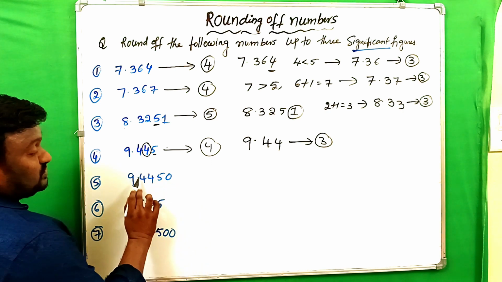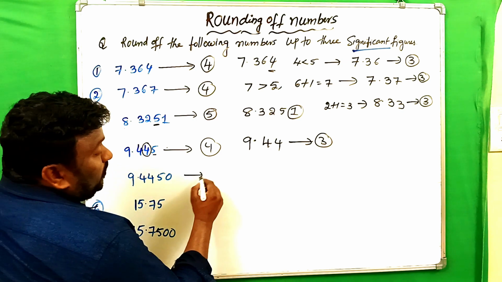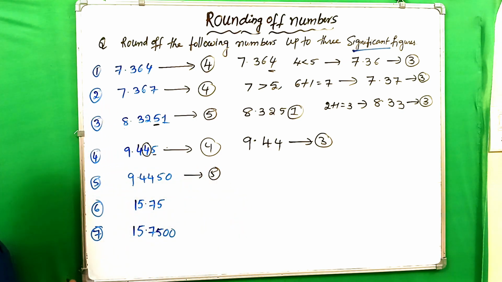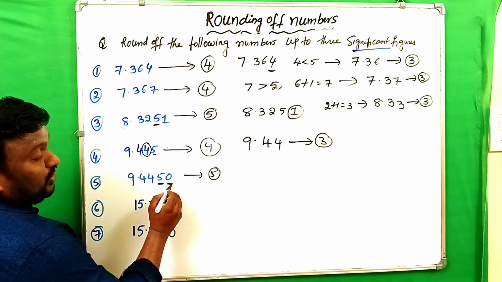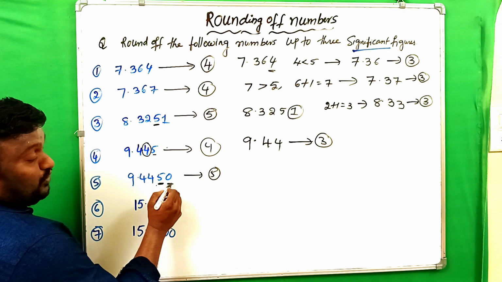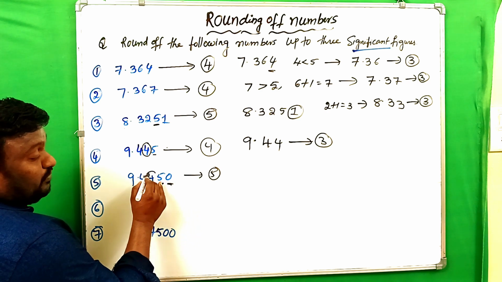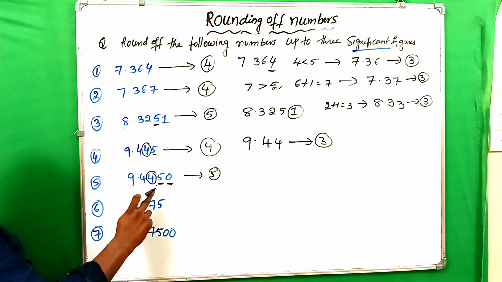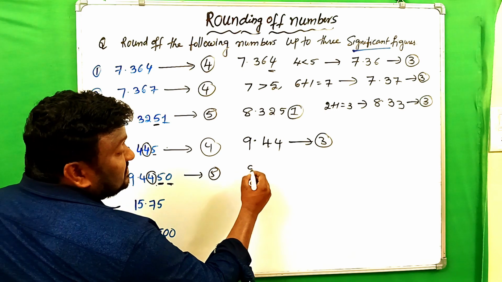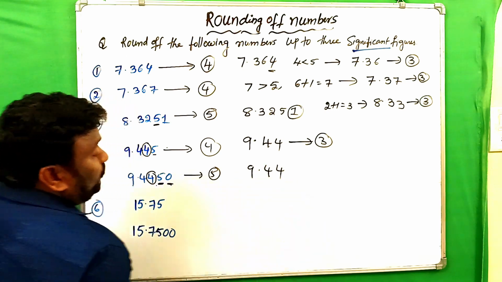9.4450. 1, 2, 3, 4, 5. How many significant figures are there? 5 significant figures. Now here 5 follows the 0. When 5 follows the 0, obviously we have to check the preceding number, whether it is even or odd. When it is even, there is no modification to it. Simply we can write like this, 9.44.